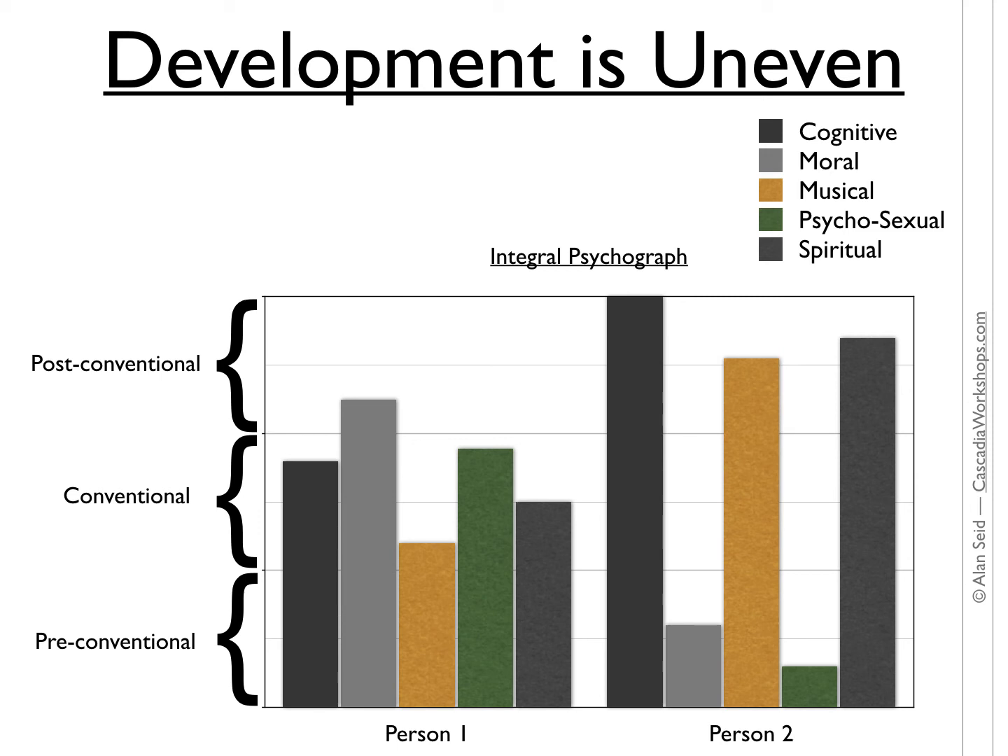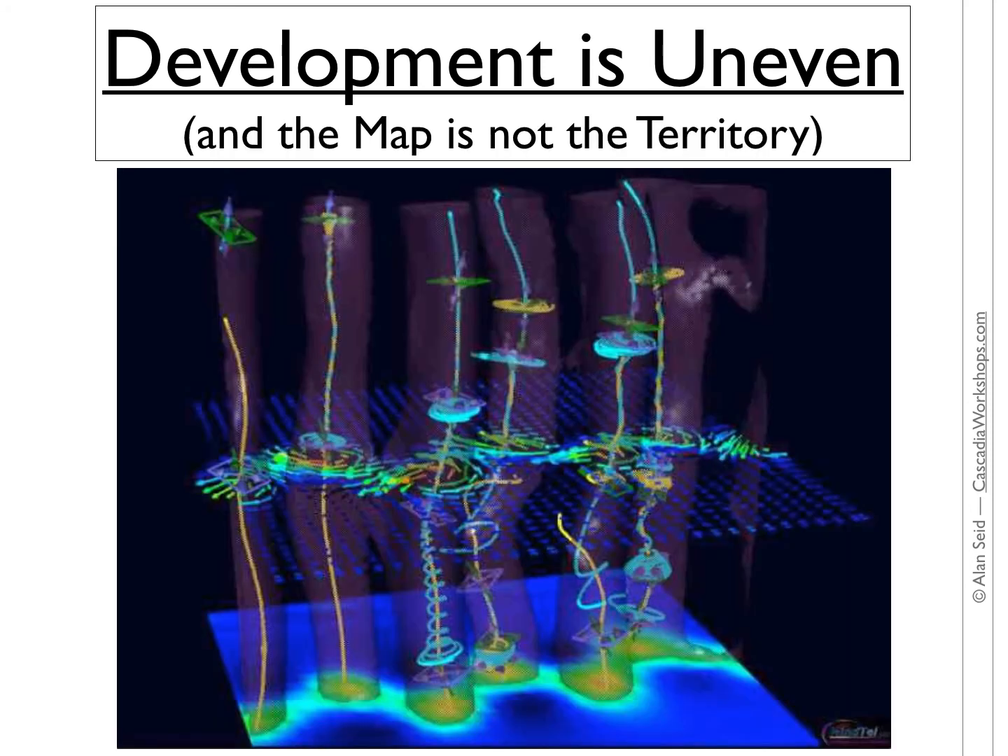So again, development is uneven, and people develop unevenly, and we assume that just because somebody's amazing at one thing, that they're amazing at everything, and that's so often not true. So development is uneven, and also the map is not the territory. Really important. We're talking about these concepts. We're building a conceptual map with holons, quadrants, lines, levels, states, types. But again, the map is not the territory, and development is not linear.